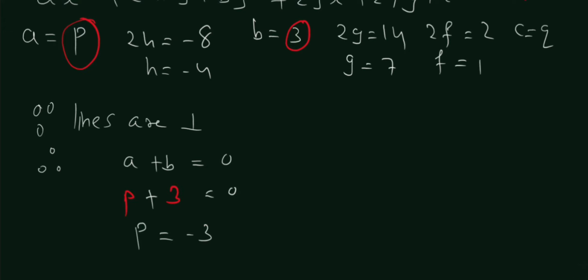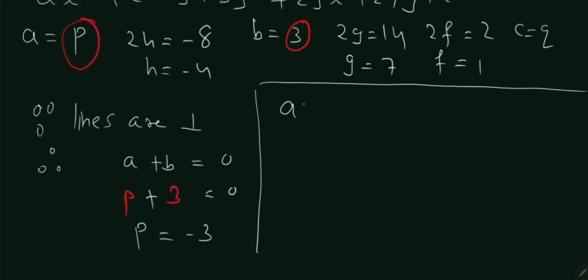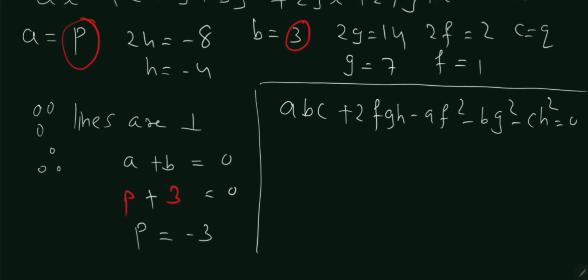We want to find the value of q also. Now to find the value of q, I'll be using the formula. Very easy formula, but everybody need to remember this very nicely. The formula is abc plus 2fgh minus af square minus bg square minus ch square equal to 0.